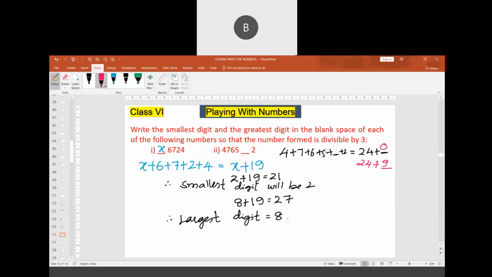33 is divisible by 3. So we can have 0 and 9. 3 also comes. Add 3 plus 24, 3 also works. Listen, is Bimu answering or is Basuraj answering?